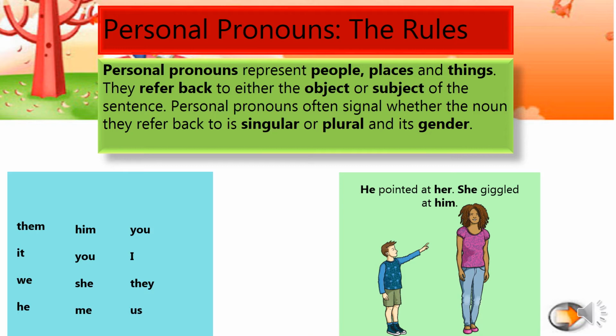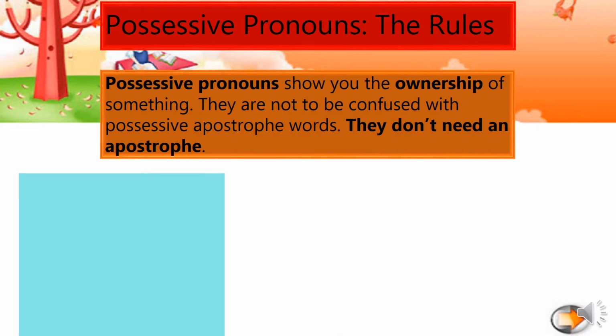Now let's move ahead. Here it is, possessive pronouns, and here are the rules. Possessive pronouns show you the ownership of something. They are not to be confused with possessive apostrophe words. They don't need an apostrophe. Now let's see the words. Mine, hers, yours, its, theirs, his, ours.